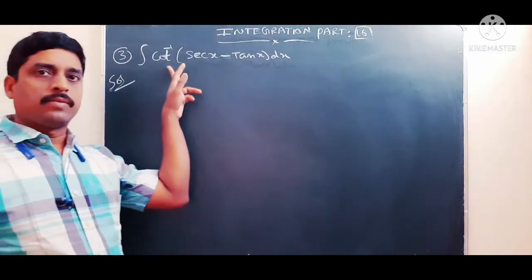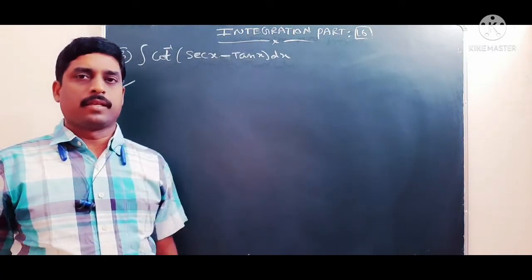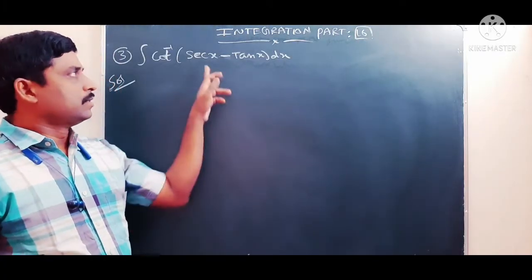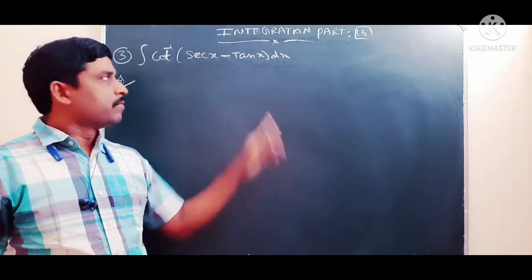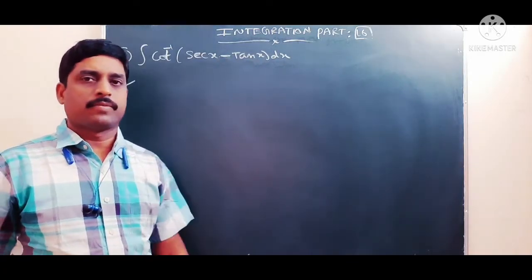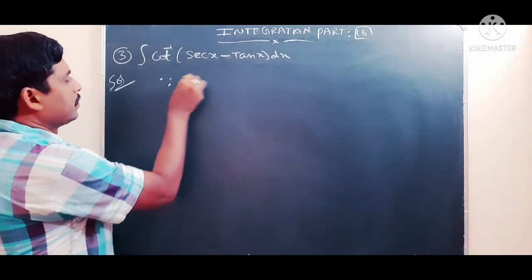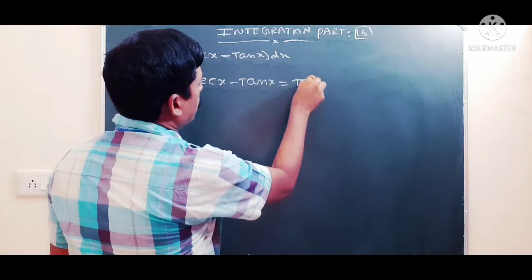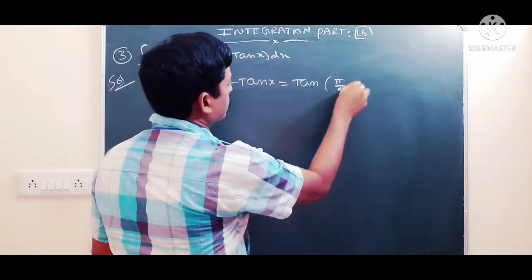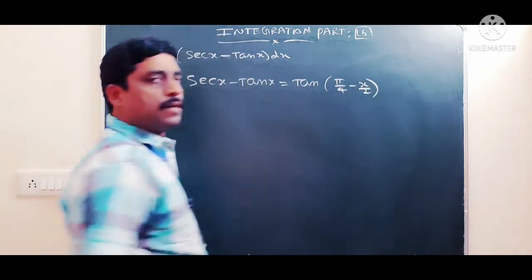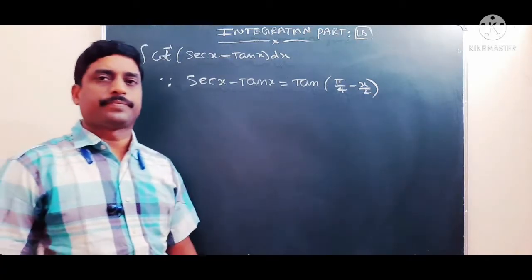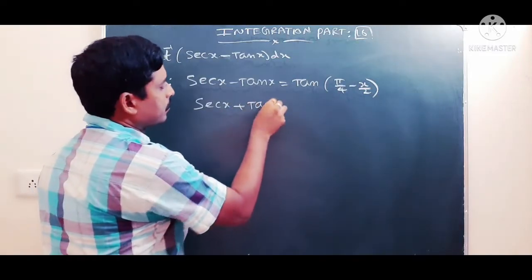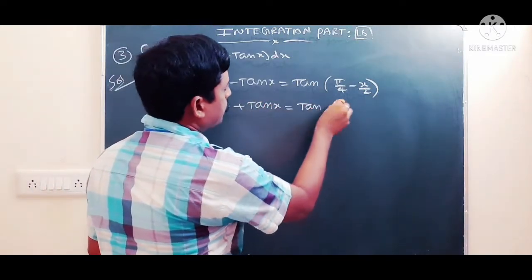Integral cot inverse secant x minus tan x dx. How can you solve this problem? Secant x minus tan x: we have a formula, secant x minus tan x is equal to tan pi by 4 minus x by 2. And the secant x plus tan x formula is tan pi by 4 plus x by 2.